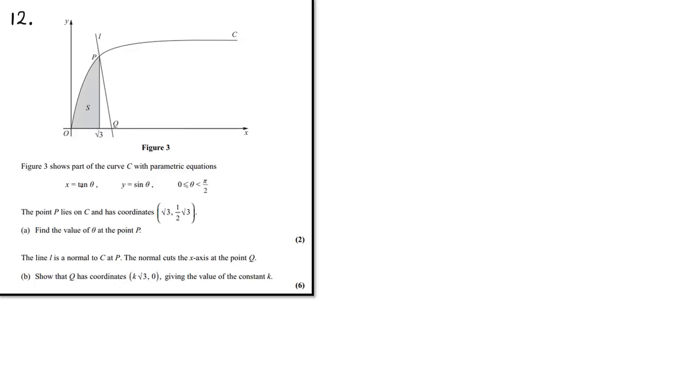So we've got our parametric equations here. We've got the point P, which lies on C, and it has these coordinates. So if we want to find the value of theta at the point P, then we need to use either of these parametric equations because we know the x and the y coordinate. In that case, then we can simply substitute it into either x here or y. With this just being root 3, I think it's easier just to substitute this into x here, but it doesn't matter if you substitute root 3 over 2 here into y, and then take sine inverse on both sides. That's absolutely fine as well. But I'm going to start with tan theta is equal to root 3.